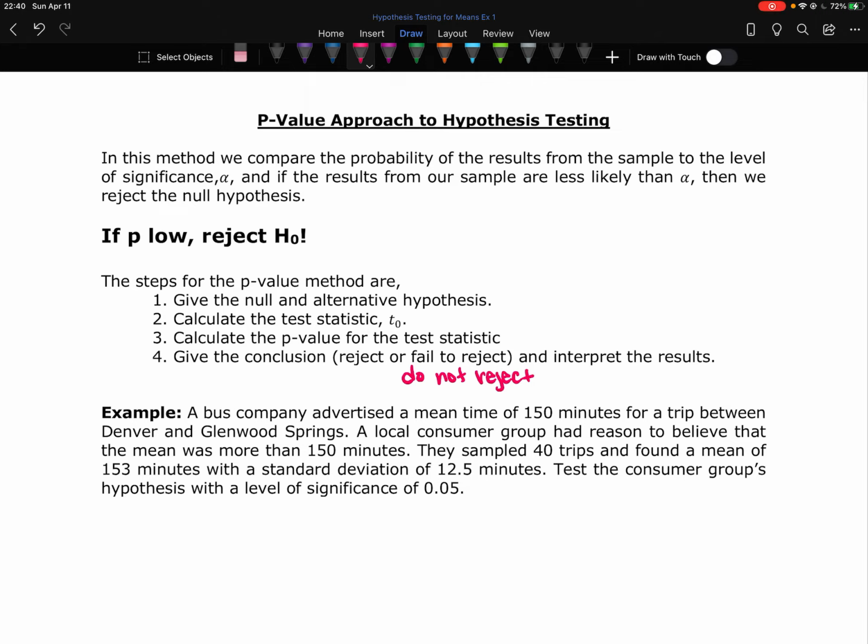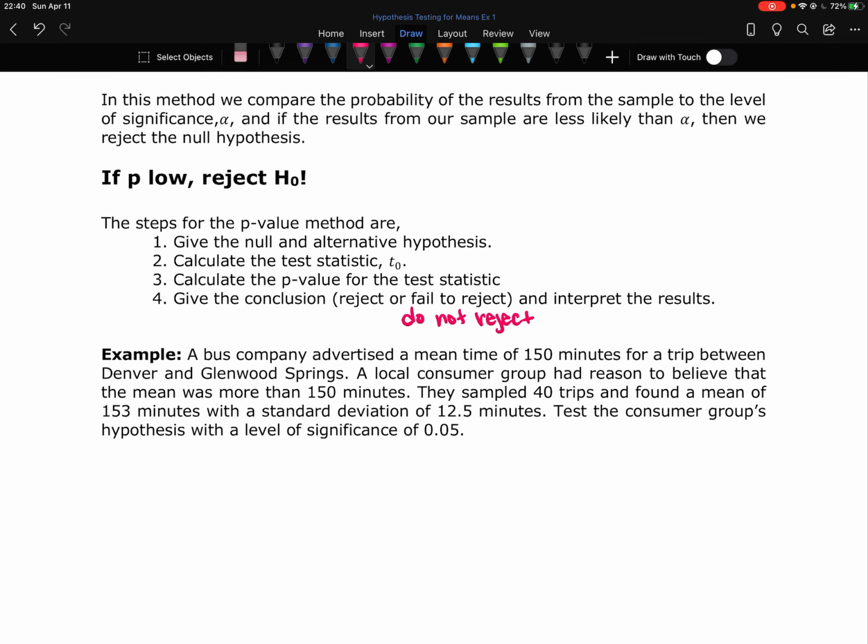So the first example we're going to look at is: a bus company has advertised a mean time of 150 minutes for a trip between Denver and Glenwood Springs. A local consumer group had reason to believe that the mean was more than 150 minutes. They sampled 40 trips and found a mean of 153 minutes with a standard deviation of 12.5 minutes. Test the consumer group's hypothesis with a level of significance of 0.05.